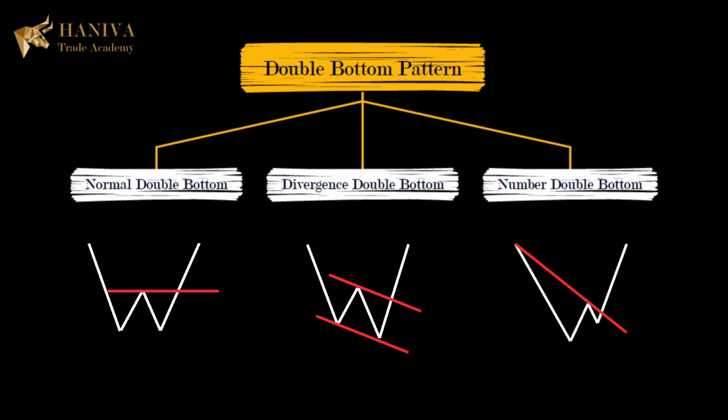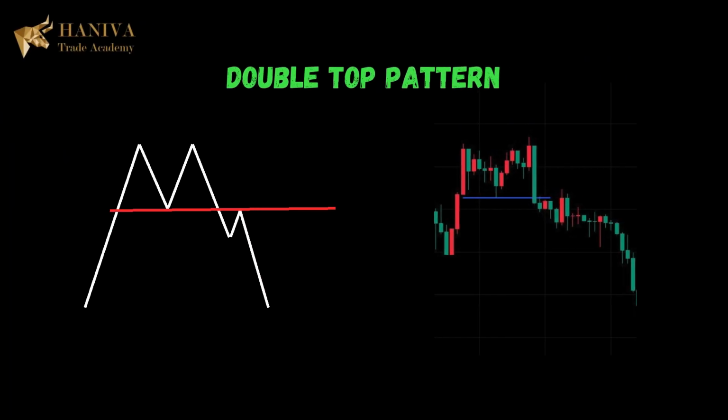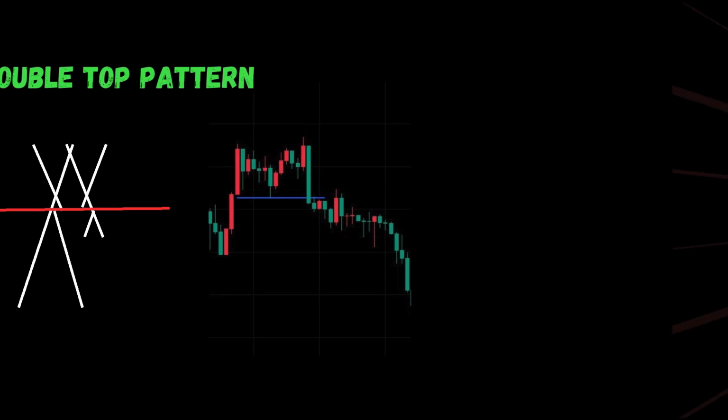Please watch our previous video, which extensively discusses different trigger lines to better draw the best trigger lines for entering trades. Double top pattern. The double top pattern is similar to the double bottom pattern, but is the opposite. These two patterns can also appear in a triple form, known as triple bottom or triple top patterns.